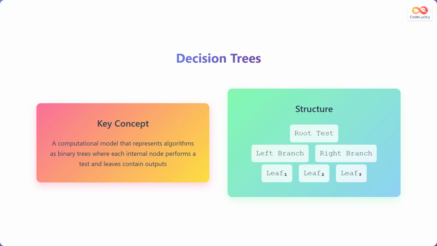Now let's delve into decision trees. A decision tree is a computational model that represents algorithms as binary trees, where each internal node performs a test and the leaves contain the outputs. Visually, we have a root test at the top which branches into a left branch and a right branch. Each of these branches leads to leaf nodes, labeled as leaf 1, leaf 2, and leaf 3.